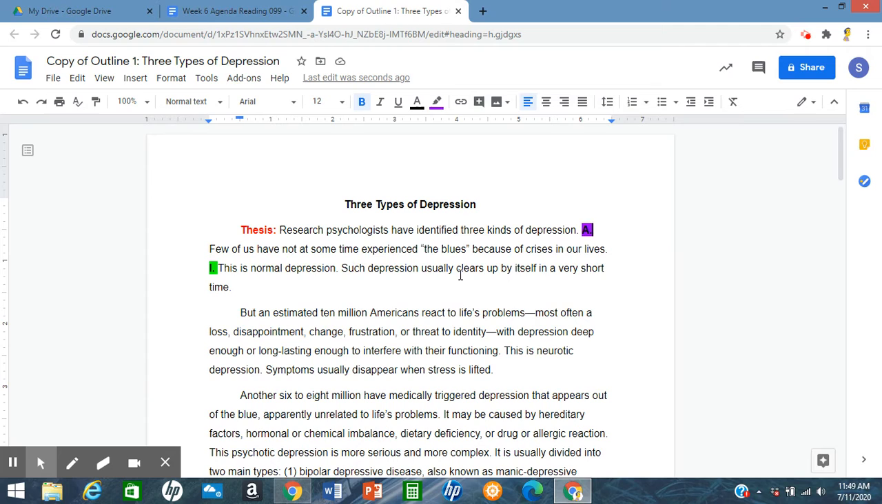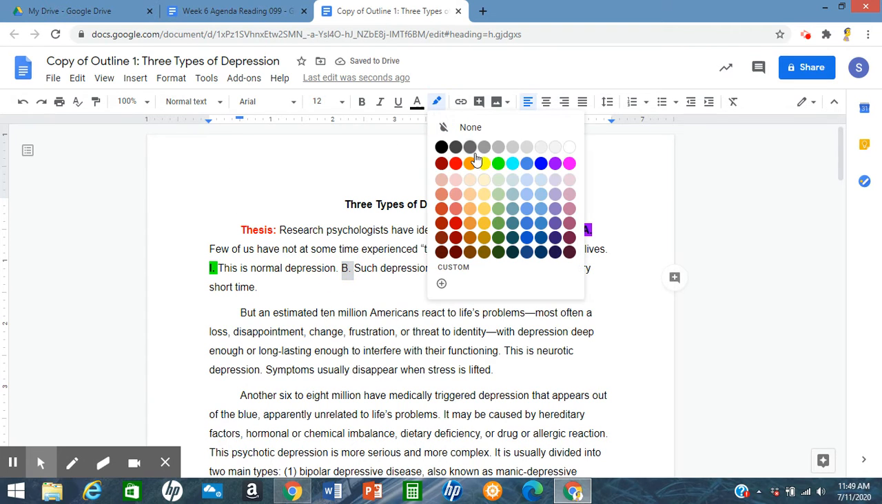And then such depression usually clears up by itself. In a very, what depression is this? Again, we're talking about normal depression. We're not explaining, we do talk about the blues. That's normal depression, but they're talking about this type of depression. So this is a separate idea. So this is going to be major detail 2. So again, we put it in purple.